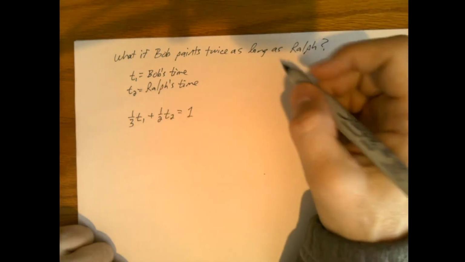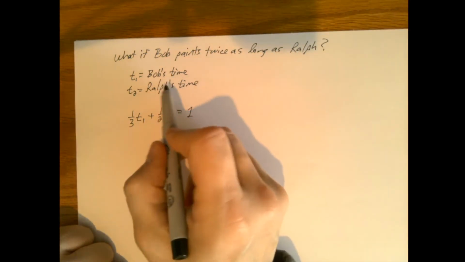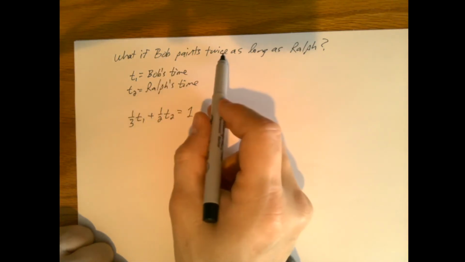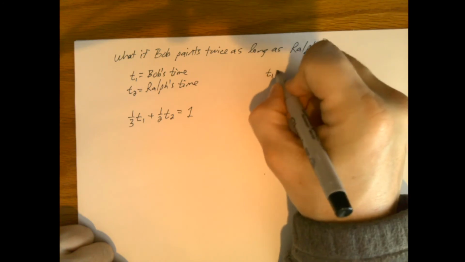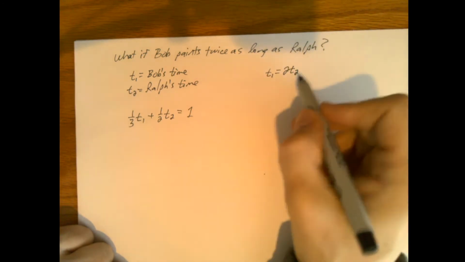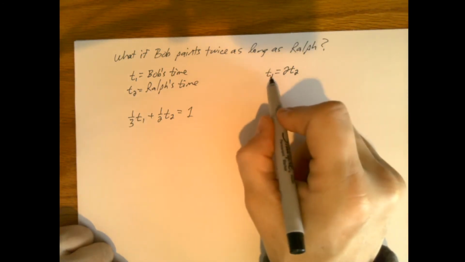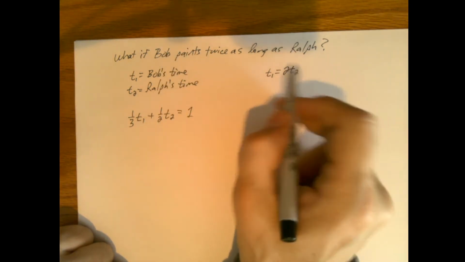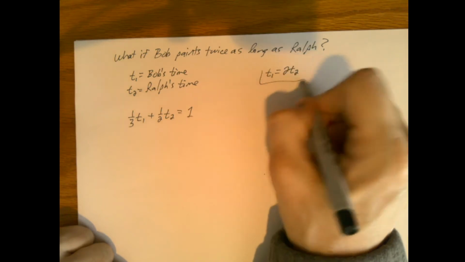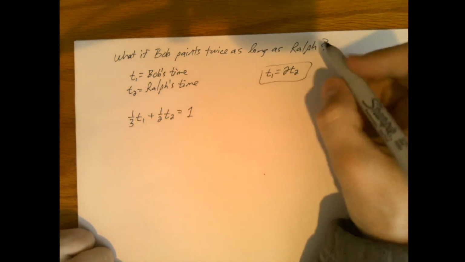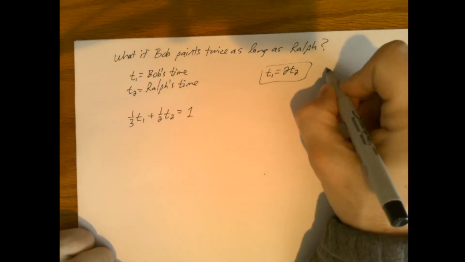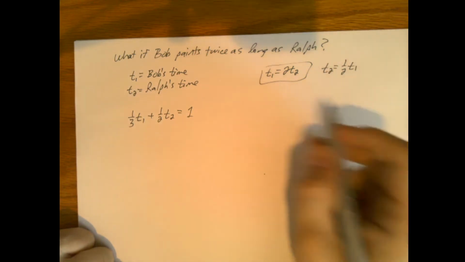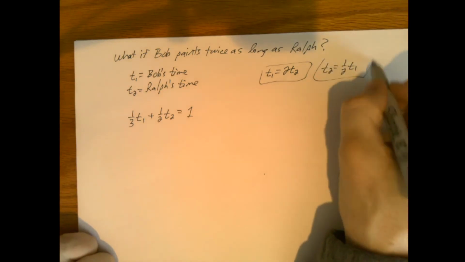So this is where I would do spot checking. So I might say, well, if Ralph spent a day, then Bob should spend 2 days, right? So it'll be T1 is equal to 2T2. I checked that. If T2 is a day, T1 would be 2 days. Yeah, 2 days is twice as long as 1 day. So that seems to make sense. Here's my second relationship. Now I could either leave it like this, or I could say T2 is equal to 1/2 T1. Either one would work. So I'm actually going to use this.